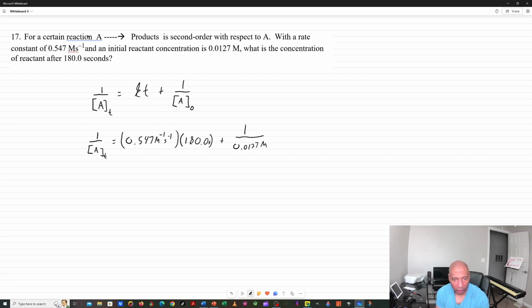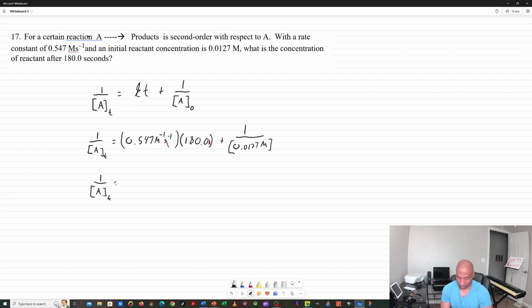Now, let's look at these numbers. If my initial concentration is 0.0127, that means my final concentration after 180 seconds has to be less. We know the concentration of my reactant is going to decrease over time, so we get to find out how much less. Notice I have seconds as a variable for my time term, and I have reciprocal seconds in my k term, so they're going to cancel out, aren't they?